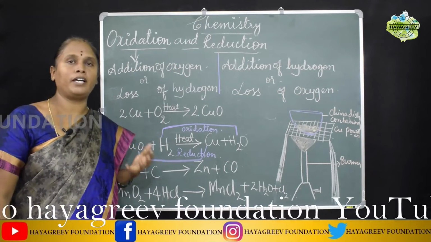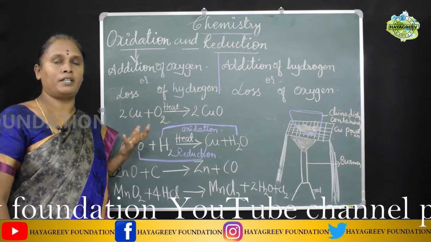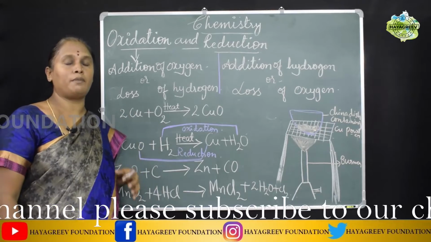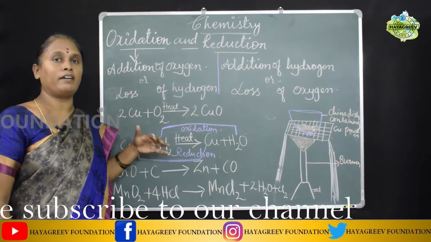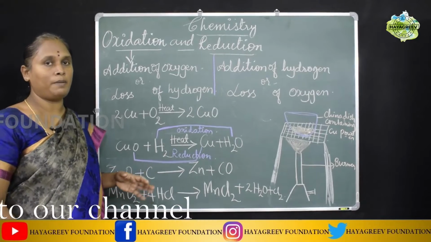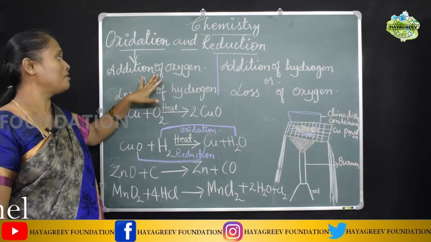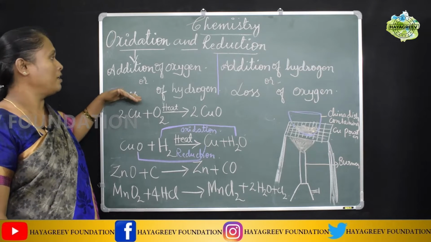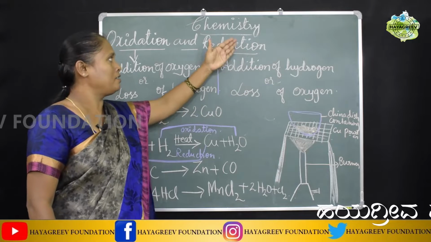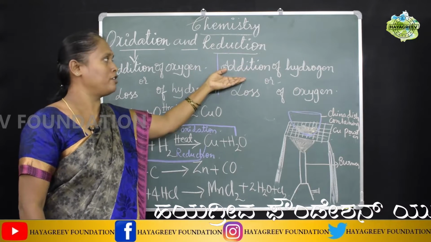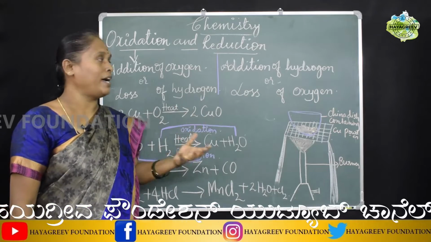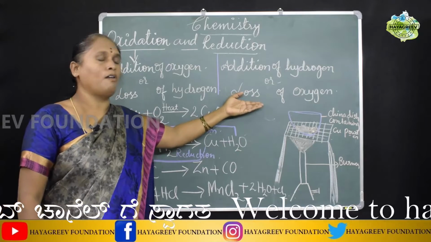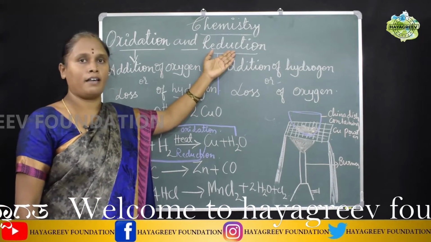For example, take a magnesium ribbon when it is burnt in the presence of oxygen. Magnesium combines with atmospheric oxygen and forms magnesium oxide. So you say that magnesium is getting oxidized to form its oxide, which is magnesium oxide. In other words, you can also term oxidation as loss of hydrogen. Contrary to that, you can understand reduction as addition of hydrogen. So when some element is combining with hydrogen, you say that it is getting reduced. Otherwise, you can also term loss of oxygen as a reduction process.